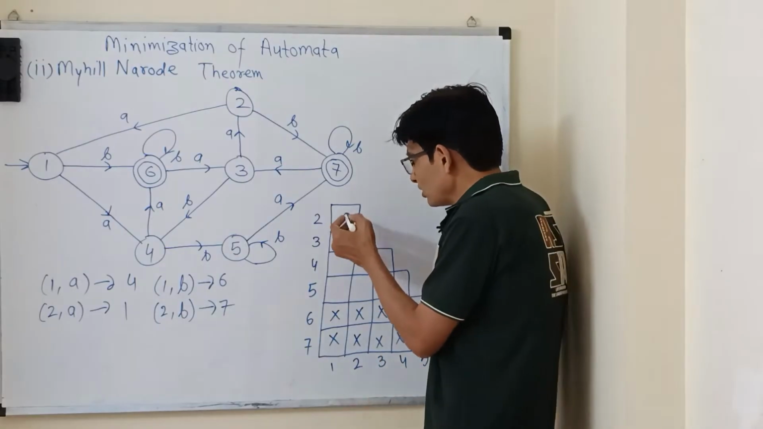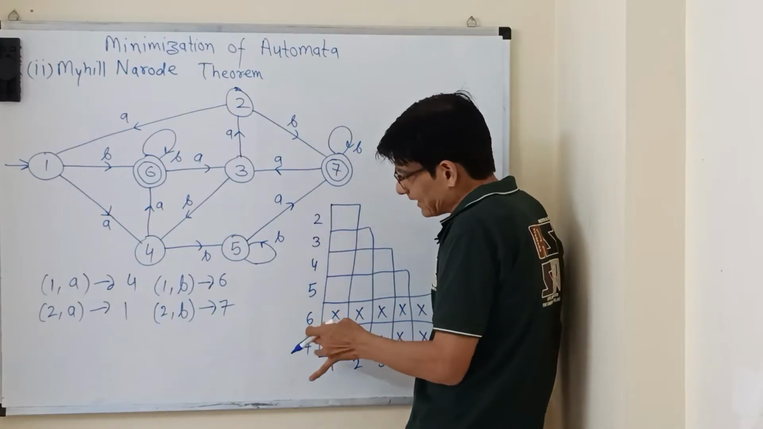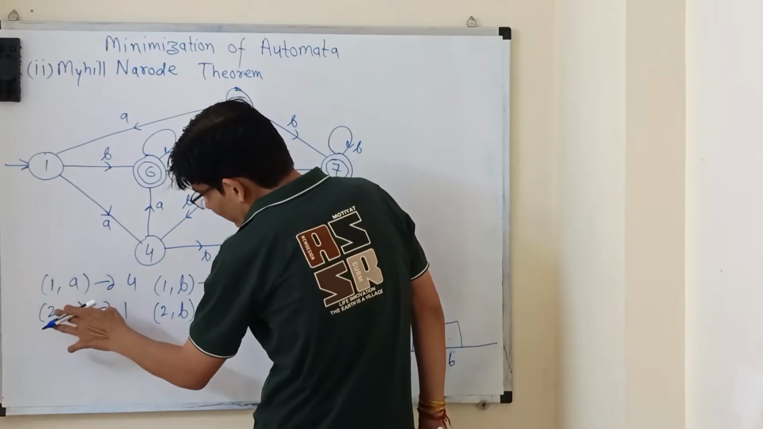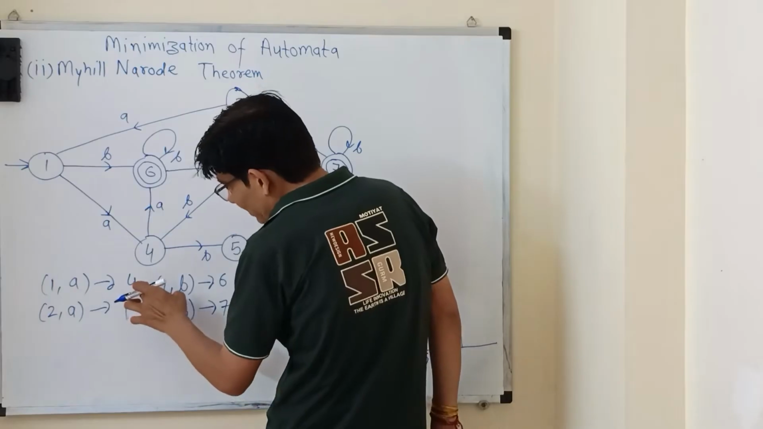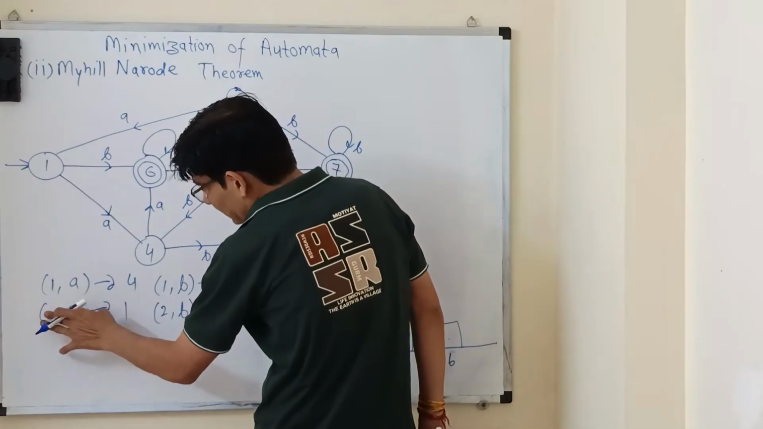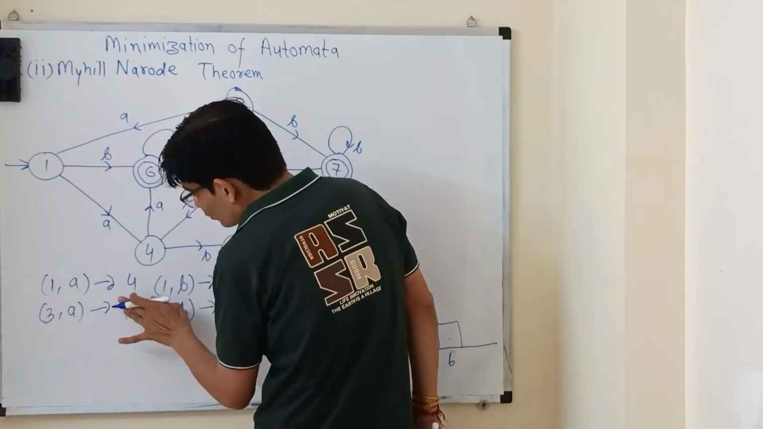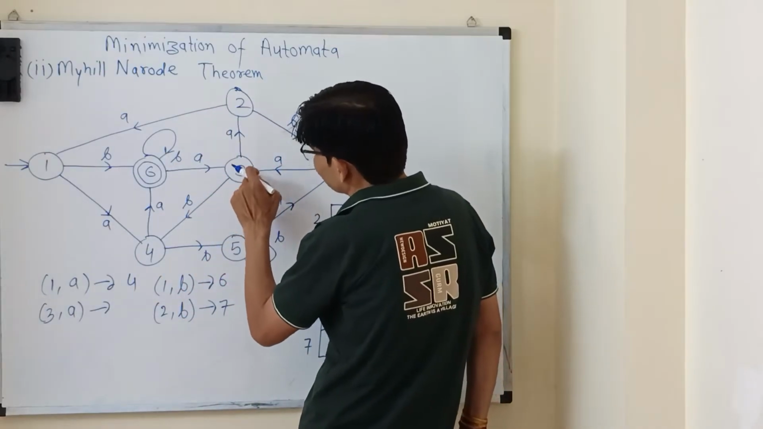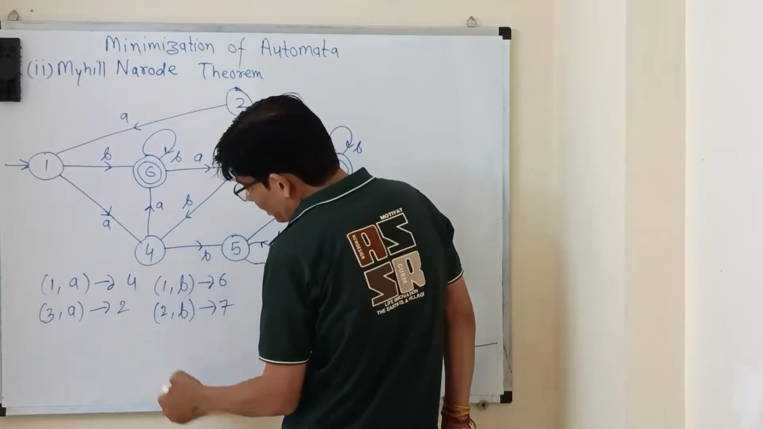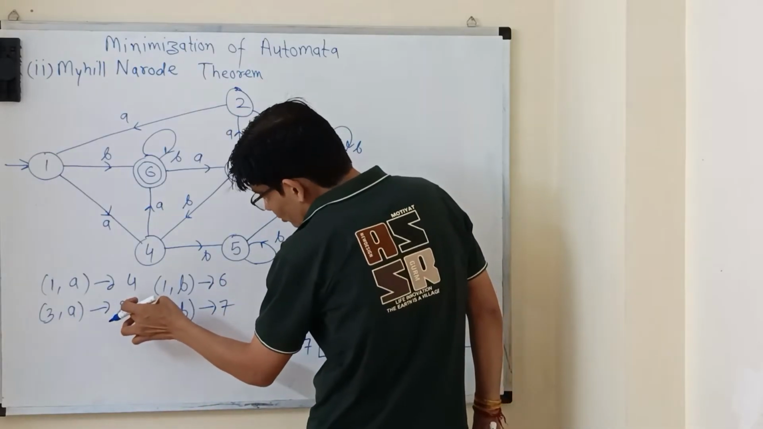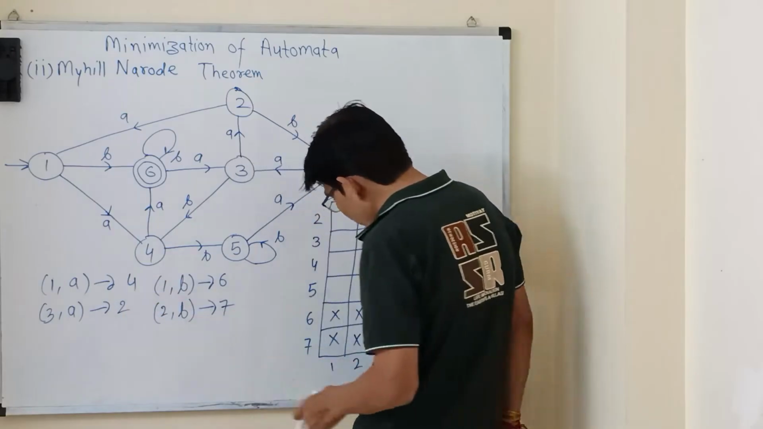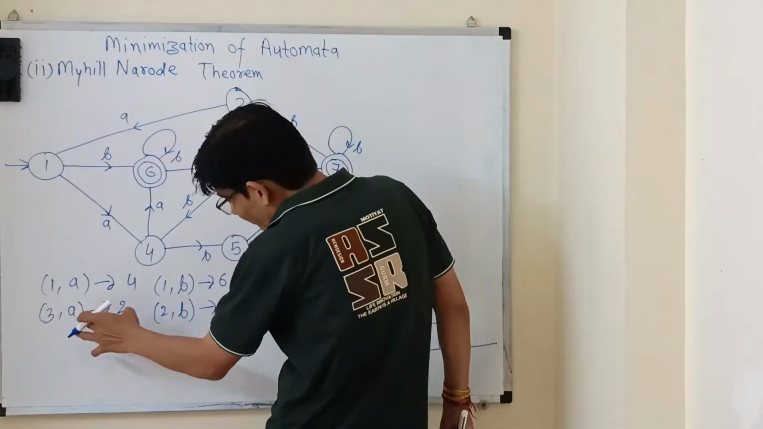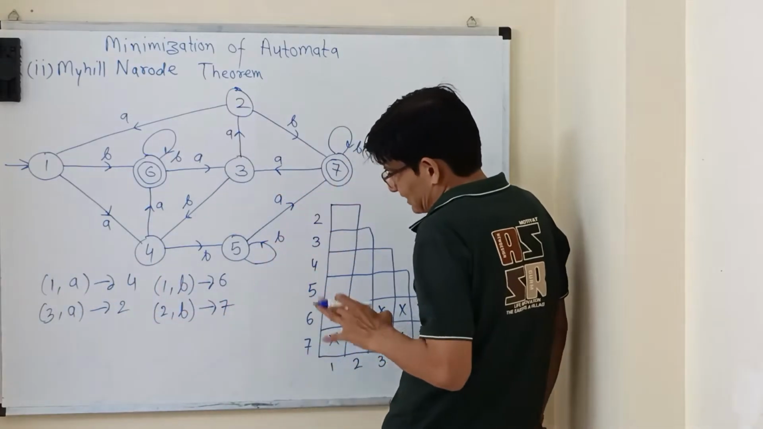Now we can try for 1 and 3. On 1, if you are applying A, we are moving to 4. And on 3, if we are applying A, we are moving to 2. So now check whether we have put a cross between 2 and 4. So 2 and 4, no, we have not put one. So based on the transition of A, we cannot cross that.